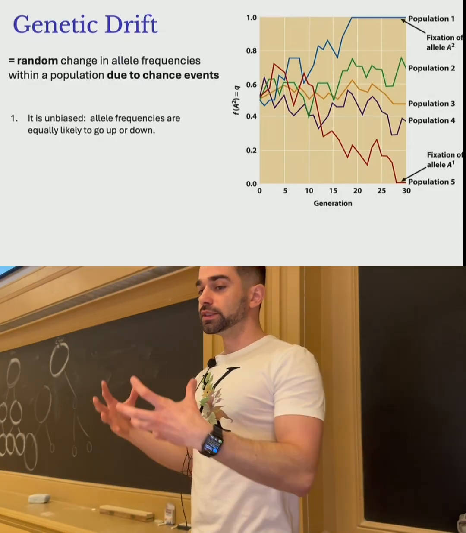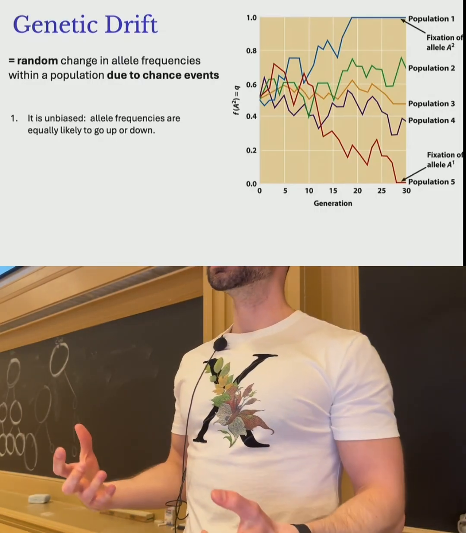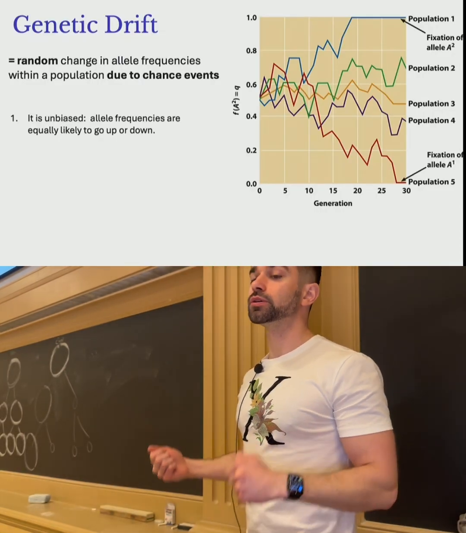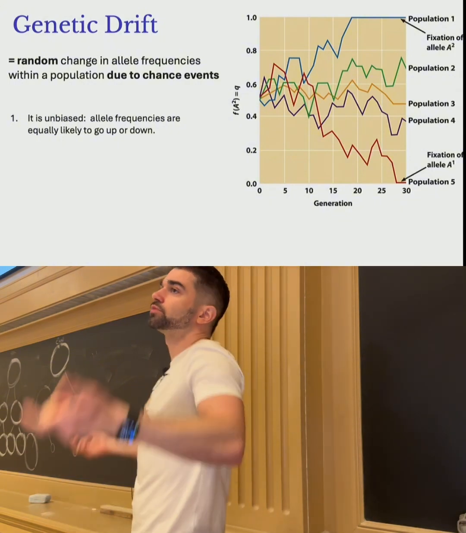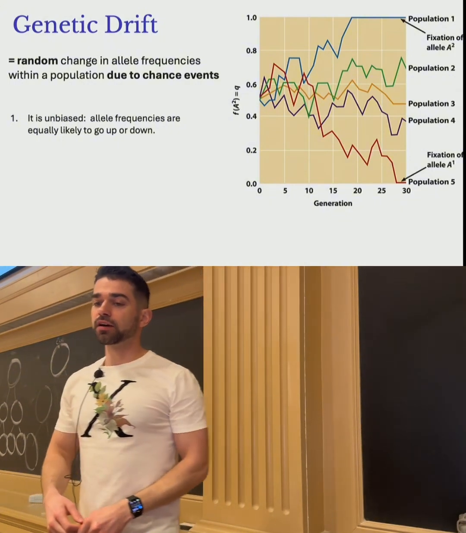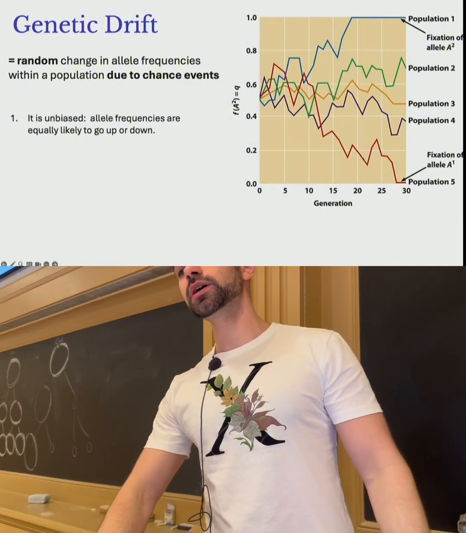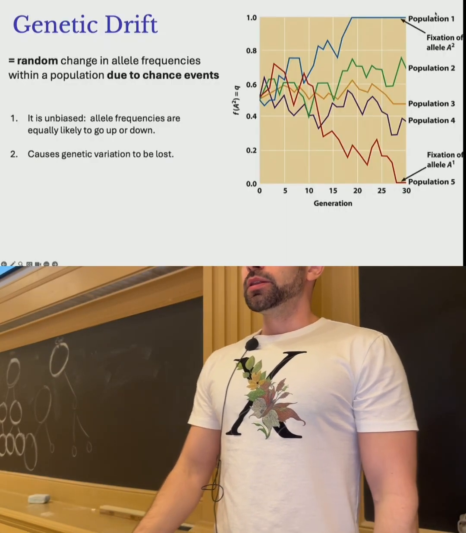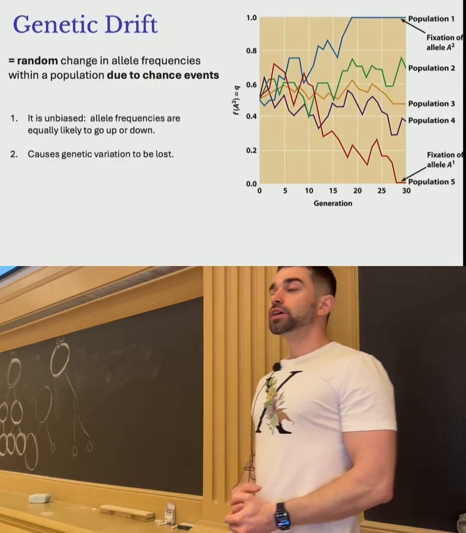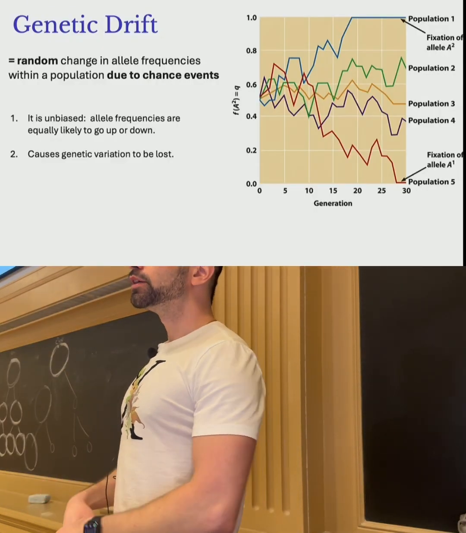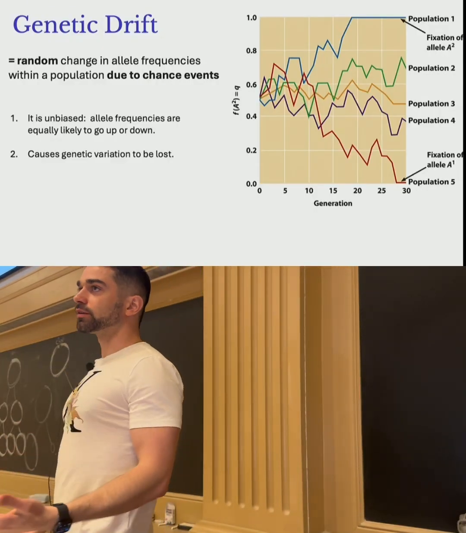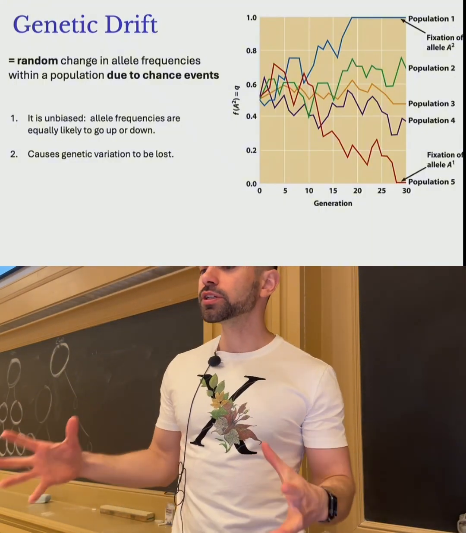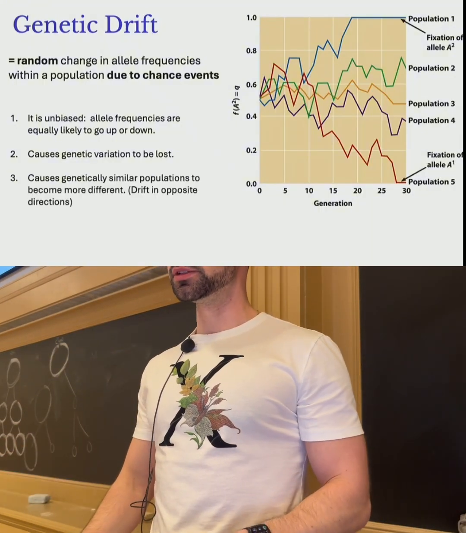There's a couple of key takeaways. One is that it's unbiased, so allele frequencies are equally likely to go up or down. It's random, right? So you could have one simulation where the alleles go this way, one where they go that way, doesn't really matter. The result is that it causes genetic variation to be lost. Alleles are going extinct left and right, so variation in this population is going to decrease.